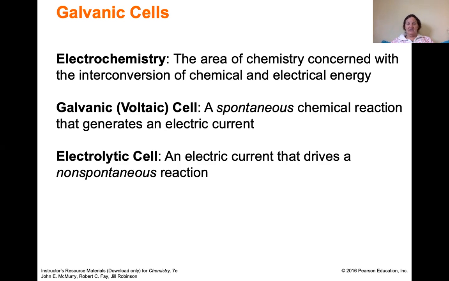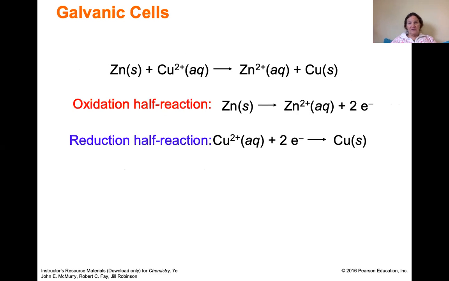An electrolytic cell is using electrical current to drive a reaction that isn't spontaneous. The reason you'd want to do that is to make some highly reactive species that isn't present in the environment. For a galvanic cell, we could mix chunks of solid zinc and Cu2+ in an aqueous solution, and it would react to make zinc 2+ and copper. If we did that in just a beaker, the exchange of electrons would be random and we wouldn't be able to do any work.